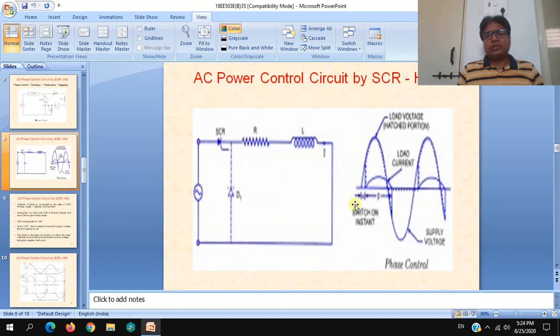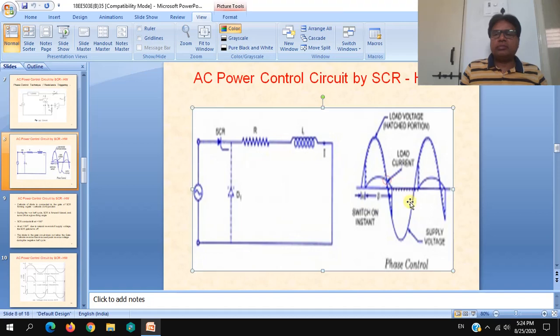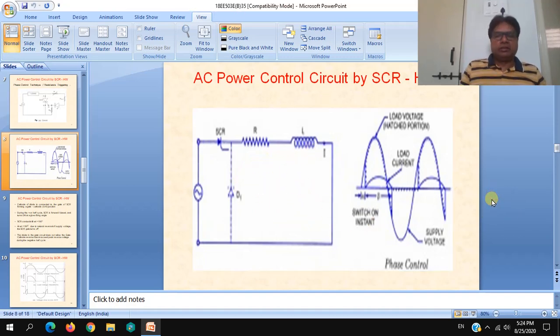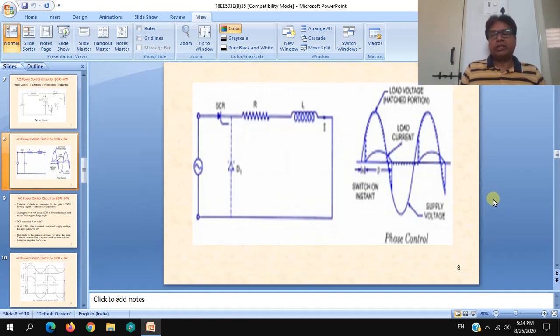Due to the inductive nature of the load, current lags behind the voltage. Even though voltage becomes zero at 180 degrees, current is still positive, and current becomes zero after a certain time due to the inductive nature. This is the portion during which the freewheeling diode provides a path for the release of energy stored inside the inductor. And this is what we have discussed in the phase control technique session.